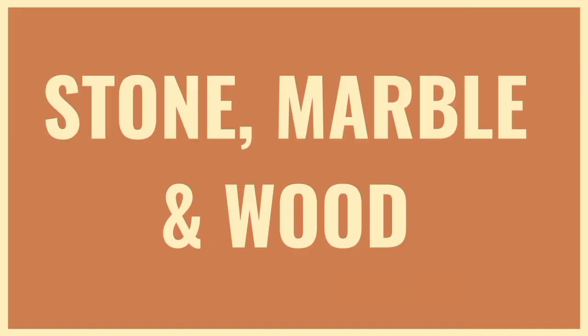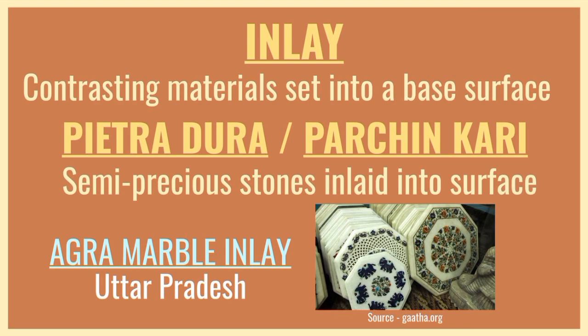Next, we will move on to stone, marble, and wood techniques. So there is inlaying, where you put contrasting or different materials into a base surface. A form of this is pietra dura or parchinkari, where you put semi-precious stones into some surface. The contrasting materials in this are the precious stones and the surface. There is Agra marble inlay work from Uttar Pradesh.